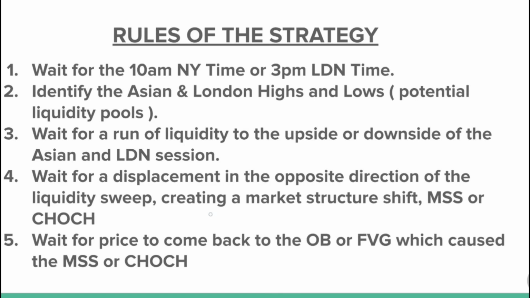Once that has happened, the next thing you need to do is wait for a displacement in the opposite direction of the liquidity sweep, which will create what is called the market structure shift, the MSS, or the change of character. After you've seen a change of character or market structure shift, you wait for the price to come back to the order block or fair value gap which caused the market structure shift. Don't worry, in a while I'm going to show you on a chart how this works.